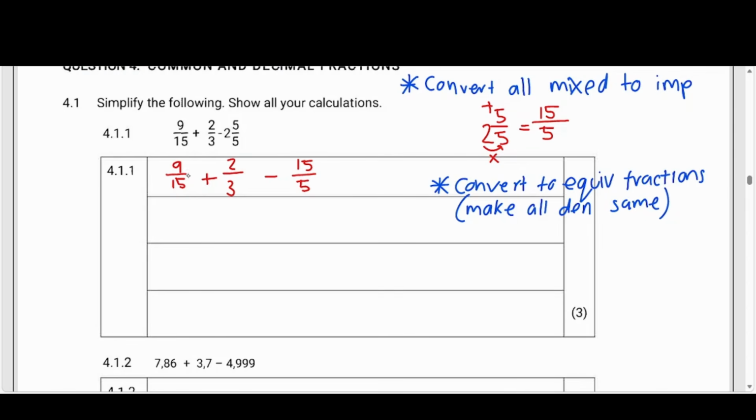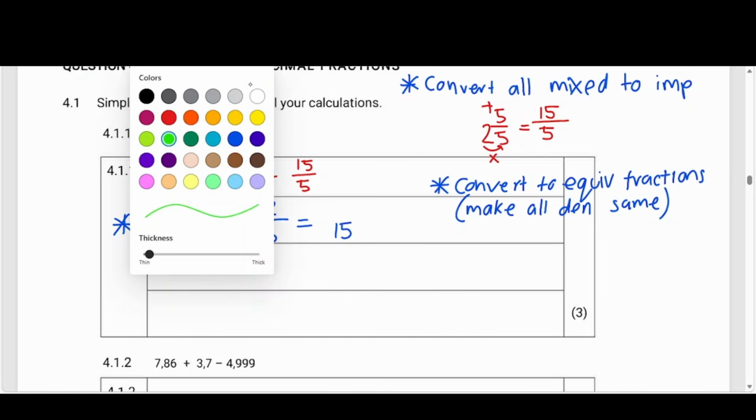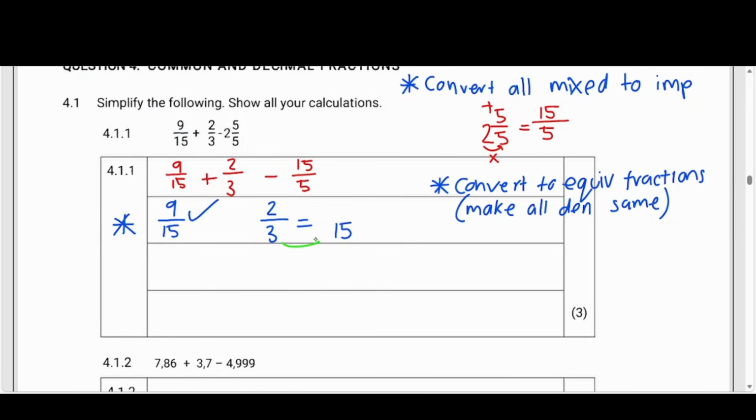Okay, so what I would do here is I can see I've got 15, and this 3 goes into 15, 5 goes into 15. So I'm going to make them all have a denominator of 15. So 9 over 15, that one is fine. We don't have to convert that at all. 2 over 3, we need to convert to something over 15. We just have to see what did I do to the bottom. So 3 times 5 will give me 15. So at the top, I'm also going to times it by 5. 2 times 5 is 10. So that one's going to be 10 over 15.